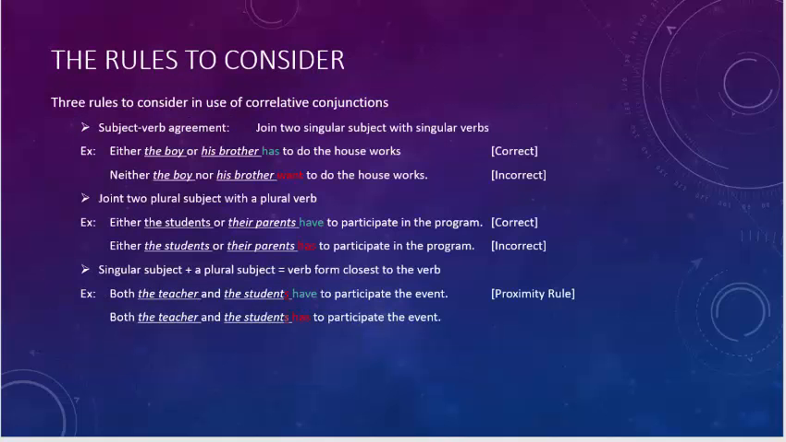There are some rules to be considered in using correlative conjunctions. There are three rules. The first rule is that there should be an agreement between the subject and the verb of the sentence. It means if the subject of the sentence is singular, then the verb should also be in singular form. If the subject is plural, the verb should also be in plural form. Let's see the examples. Either the boy or his brother has to do the housework. You see, the boy and his brother are the subjects. These are in singular form, and the verb is also in singular form, which is "has".